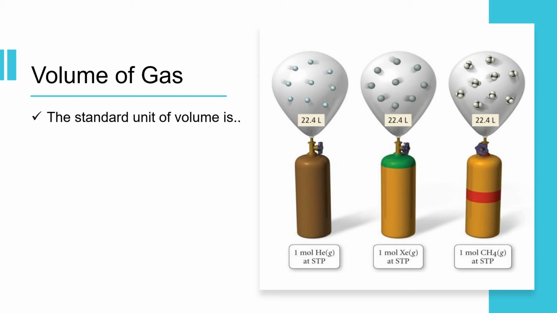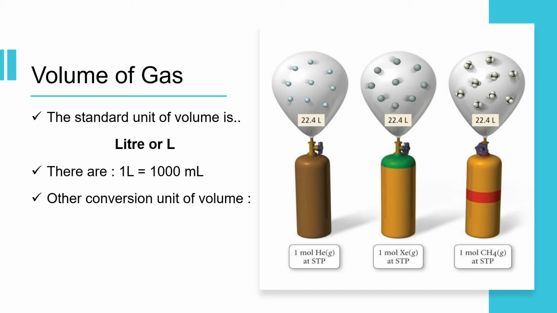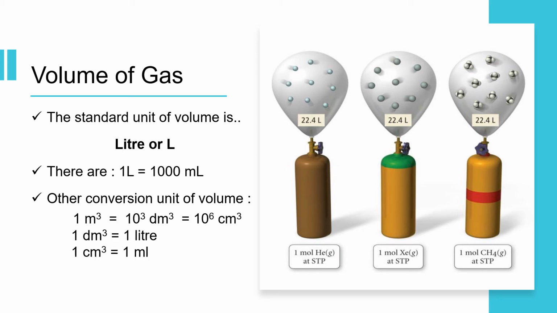The standard unit of volume is liter. 1 liter is equivalent to 1000 milliliters. Volume can also be converted into cubic meter, cubic decimeter, and cubic centimeter.